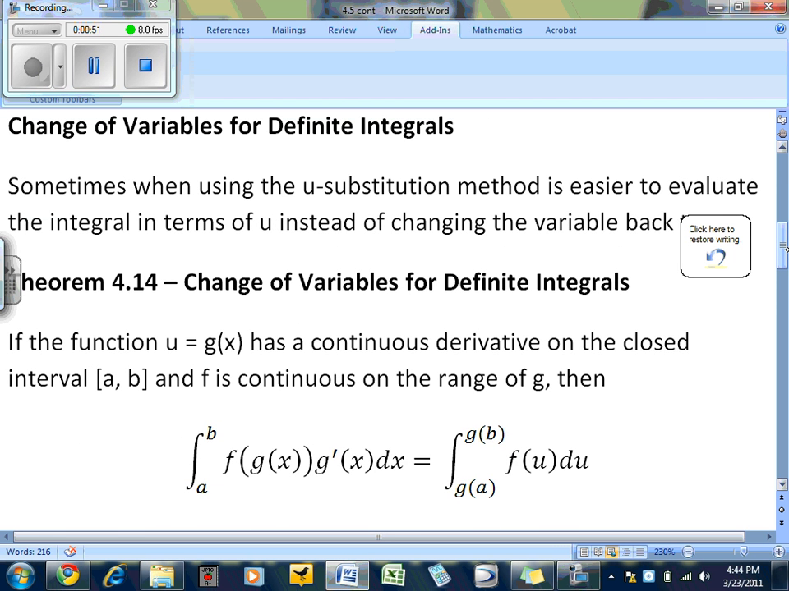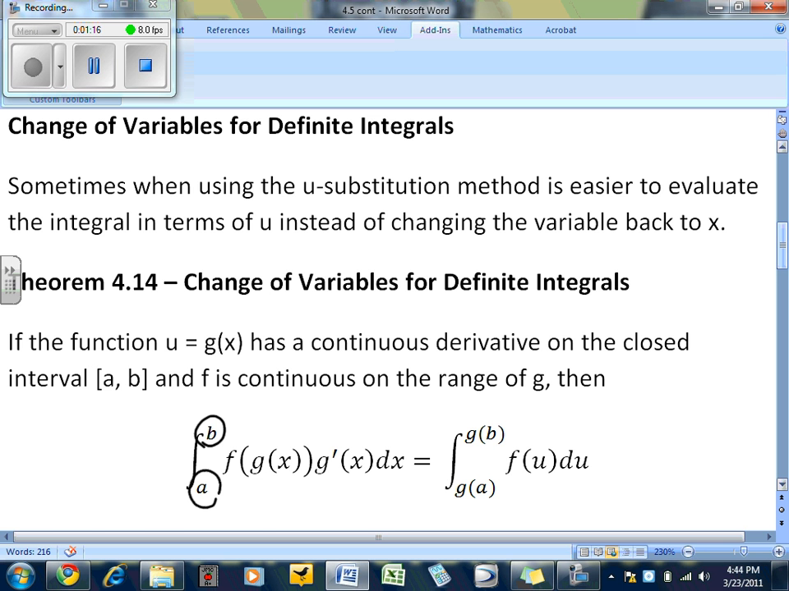So another thing that we need to talk about is a change of variable for a definite integral. Sometimes it's a lot easier for us just to make a u substitution and then evaluate the integral with respect to u. And all we have to do is change our upper and our lower bounds. That's all we have to change. Once we change those, it might make taking our integral much easier.